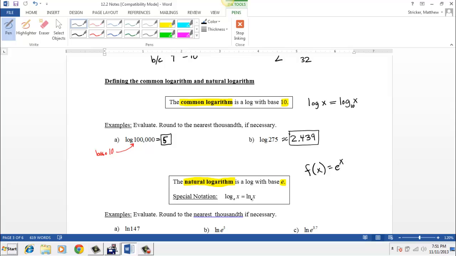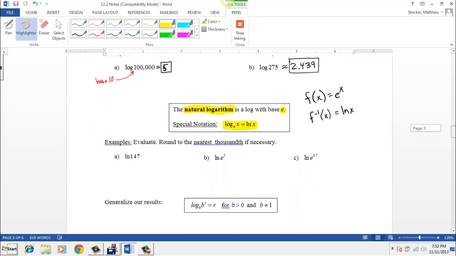So for the common logarithm, if the function is 10 to the x, then the inverse function is the common logarithm. And likewise here, if our function is e to the x, then the inverse function is ln x. Those two functions undo each other. And again, here's our definition: when we have log base e, that is defined as ln x. We just write ln x as shorthand for log base e.